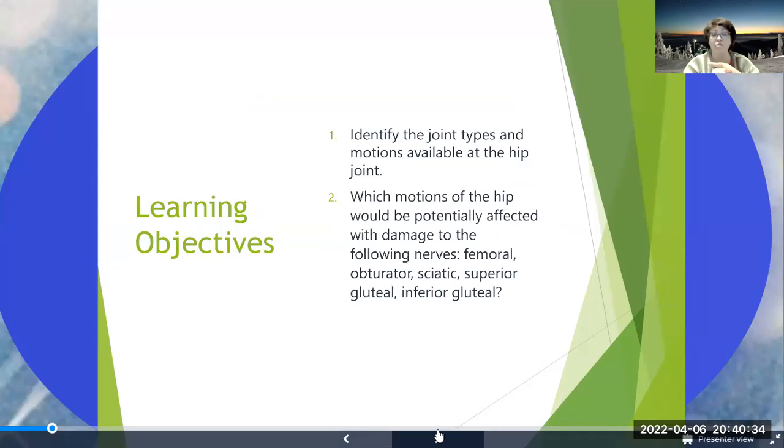Once we get into the innervation section, we want to know which motions of the hip would potentially be affected by damage to the individual nerves. The innervation of the hip is actually pretty simple, thank goodness, right? But it has far-reaching functional implications when you have a nerve injury. And I have some good stories about that.